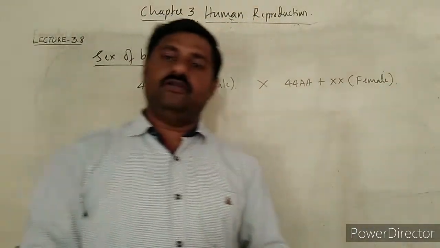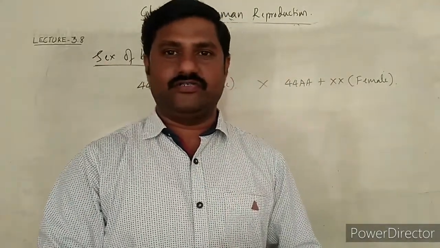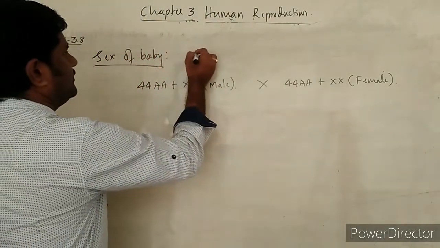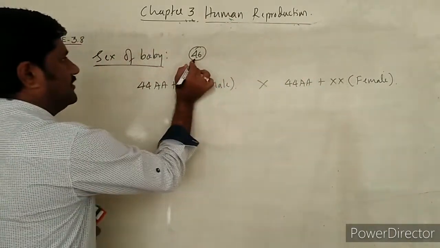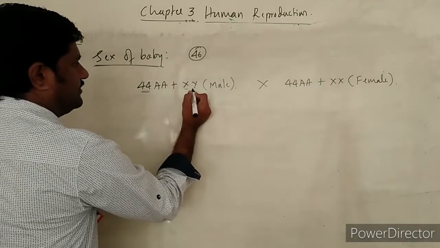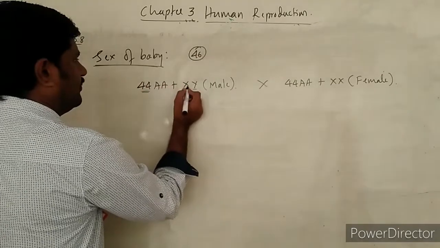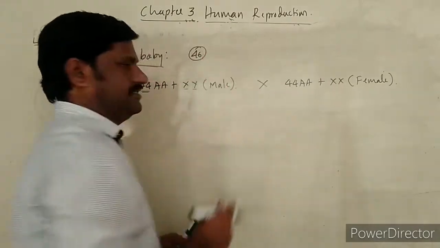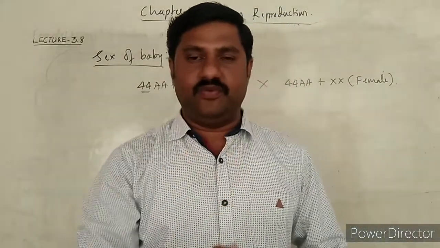So remember, during gametogenesis, what happens over here? The meiotic division occurs. Totally, how many chromosomes are there in a human being? It is 46 chromosomes, both in male as well as female. Out of which 44 are autosomes and 1 X, 1 Y. So these are the two allosomes or the sex chromosomes. 44 plus 2 is 46. In the same way, 44 plus XX is 46. So totally 46 chromosomes are there in the male parent as well as the female parent.